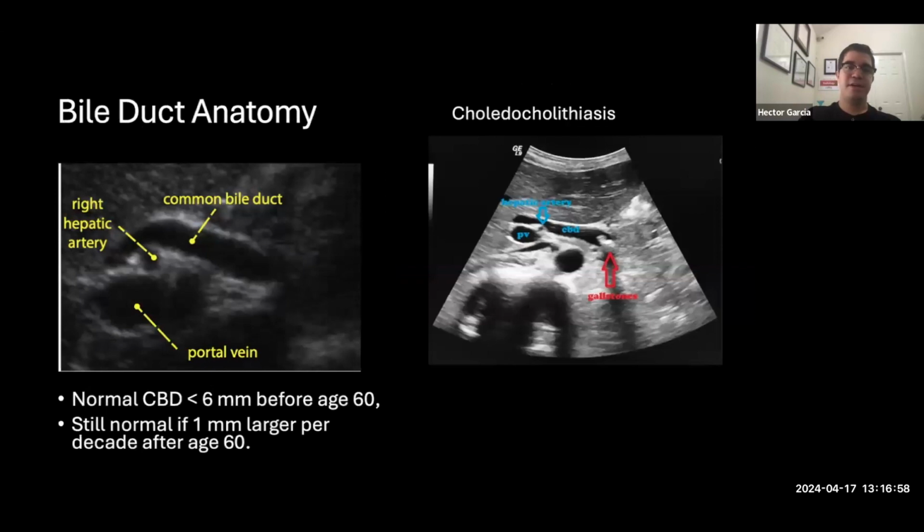Now, the next one I want to cover is the bile duct anatomy. This is the common bile duct, and this is the right hepatic artery and the portal vein. In radiology, we have to know that the common bile duct is lateral to the hepatic artery and anterior to the portal vein. The normal size for the common bile duct is less than 6 millimeters before the age of 60. After the age of 60, 1 millimeter larger is normal. So for example, someone who is 80 years old with an 8 millimeter common bile duct is within the range of normal.